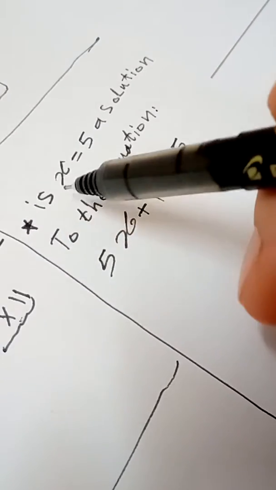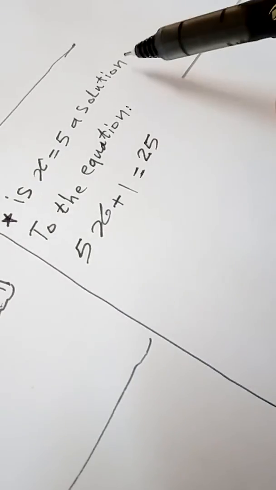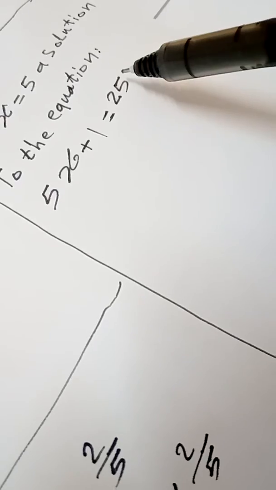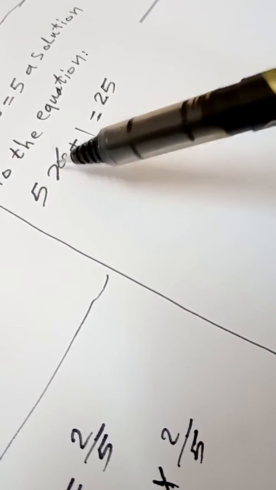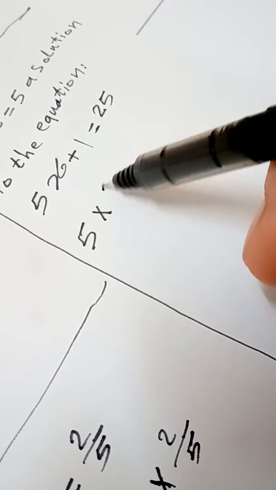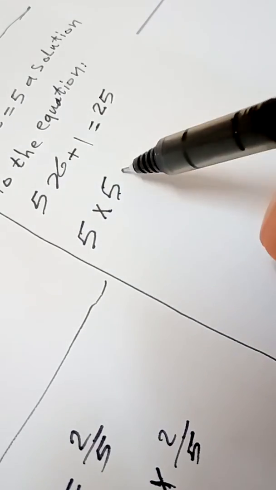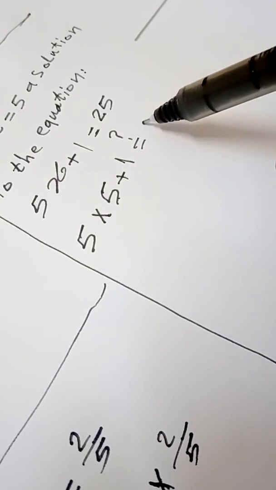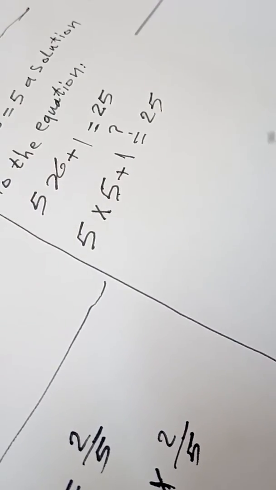In this exercise, is x equal 5 a solution to the equation? We have this equation 5x plus 1 equal 25. What I do, substitute the value of x. Put here the value of x equal 5. Is 5 times the value of x, here 5, plus 1 equal 25? Right.